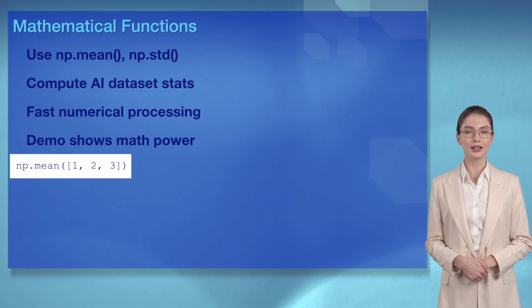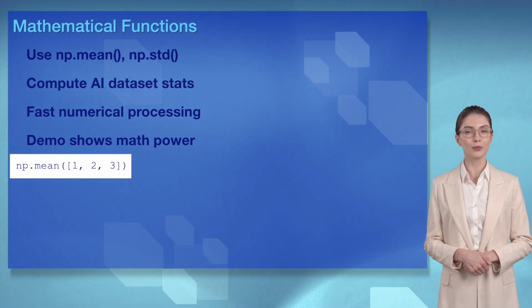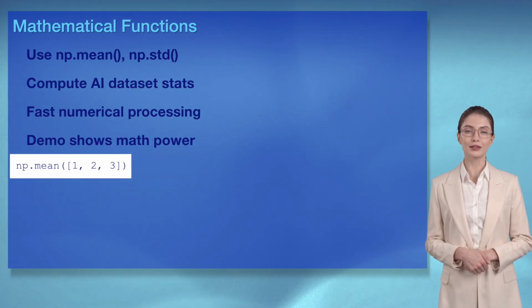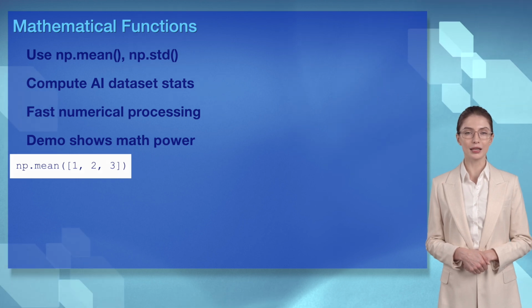Math functions are key for AI, Wizards. Use np.sum or np.sqrt to process data fast. Get ready to master them in our demo.